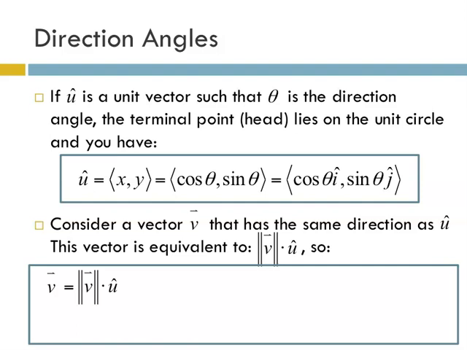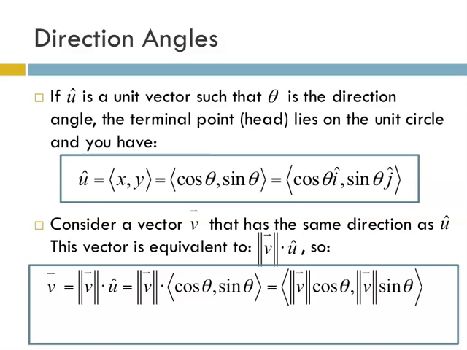So we could say the magnitude of vector v times the unit vector, and we just wrote down that the unit vector is cosine theta, sine theta. Now if we multiply both of those individually by the magnitude of v, we have the magnitude of v times cosine theta, the magnitude of v times sine theta. And if we want to write this in linear combination form, we write this as the magnitude of v cosine theta i hat plus the magnitude of v sine theta j hat.